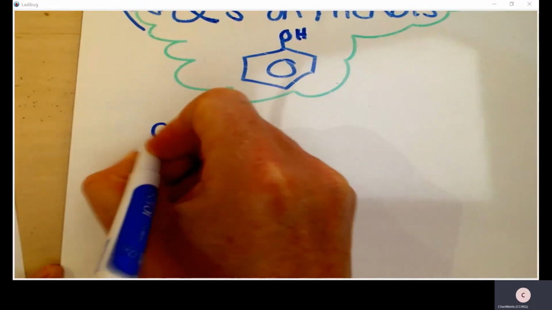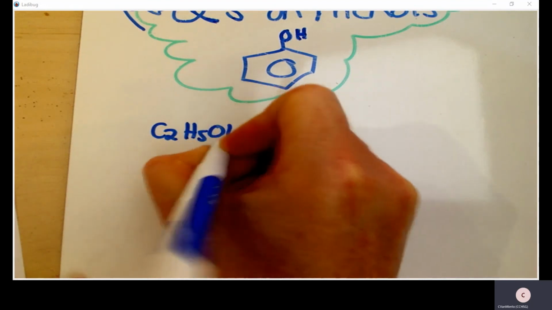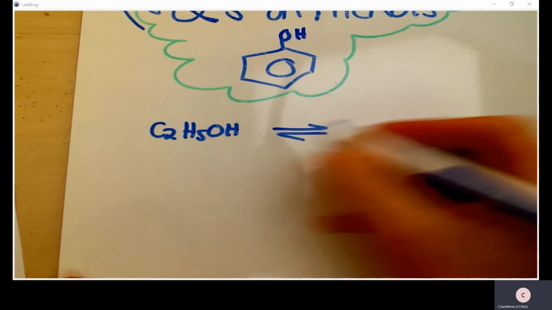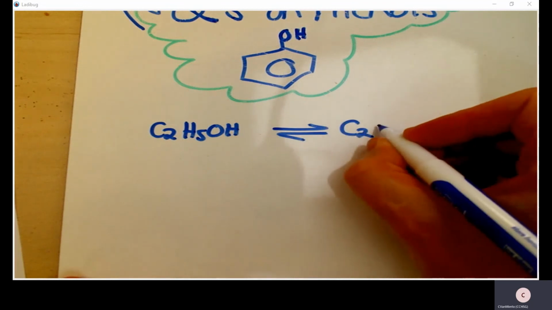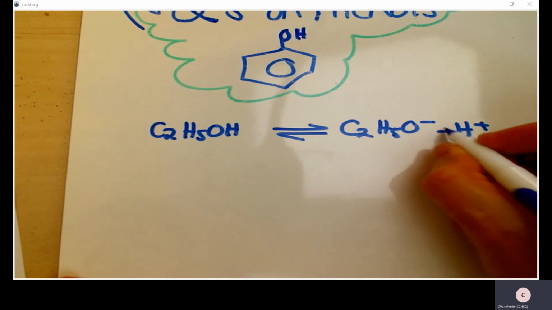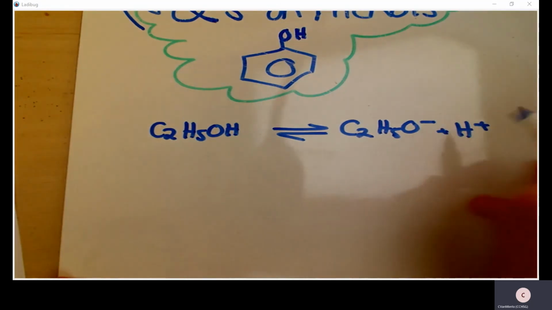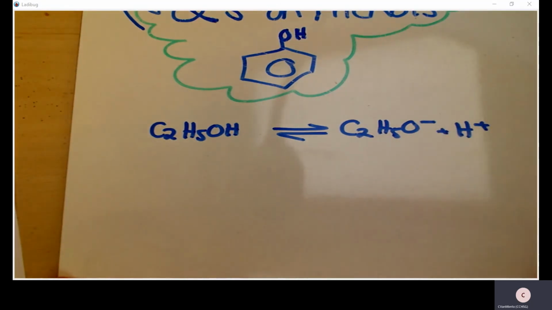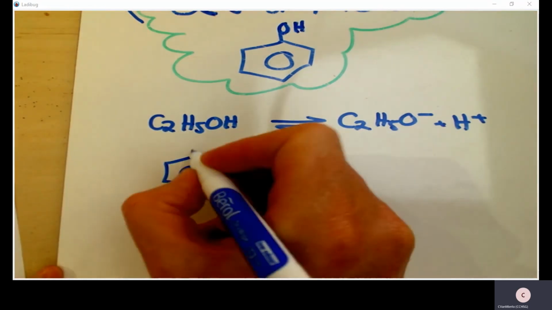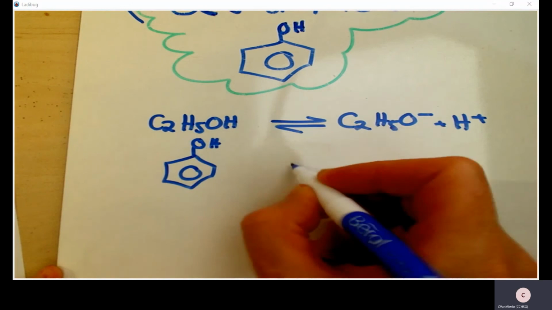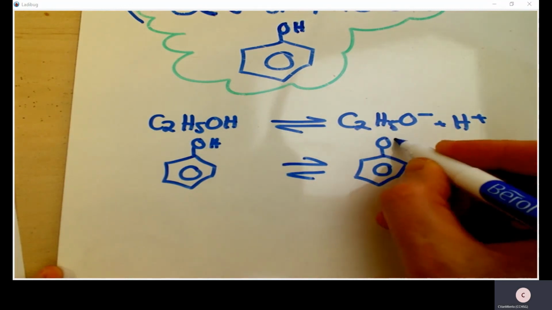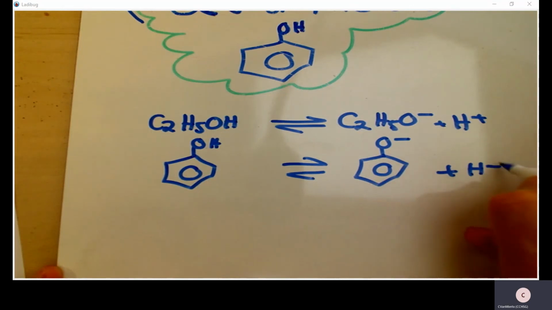So if we take, for example, ethanol, and we remove the H, as in if it was behaving as an acid, we would get C2H5O minus and H plus. So the negative charge here is firmly on the oxygen. There's no delocalization possible. So with our phenol, I'm then producing the phenoxide ion, so our O minus there and our H plus.